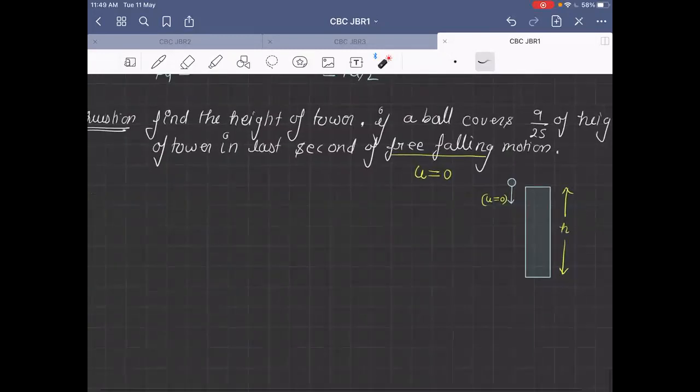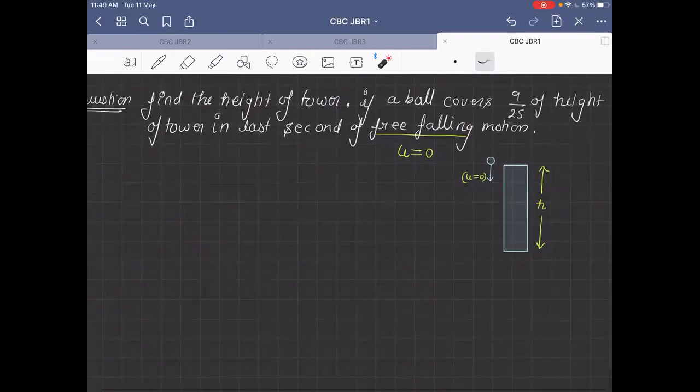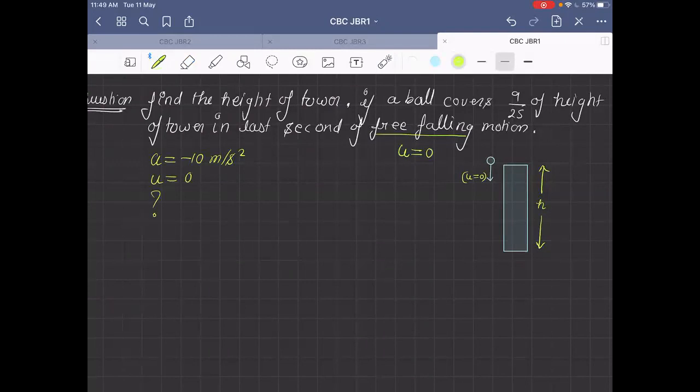Okay. Listen carefully. We don't know many things about it. We don't know the displacement, meaning h. We don't know the time here. We only know about acceleration, which is minus 10. Other than that, no idea. Oh, we have one more, u equals 0. The third one is missing. I need three variables to solve a question, but unfortunately I'm getting only two.